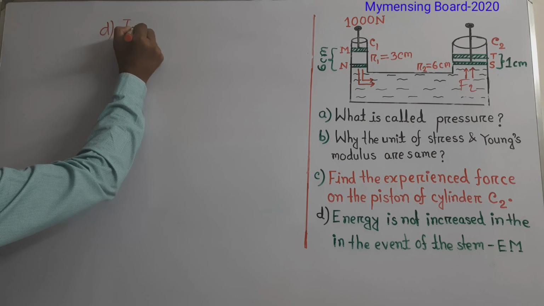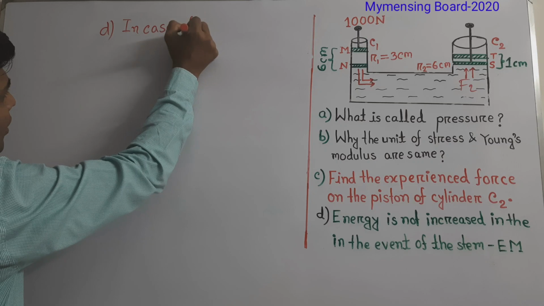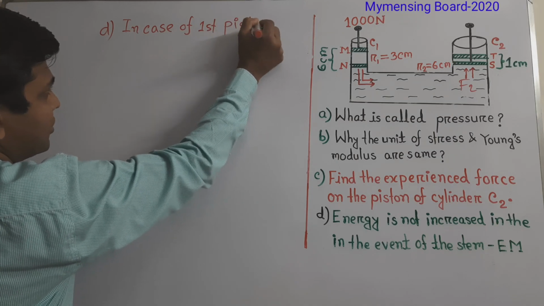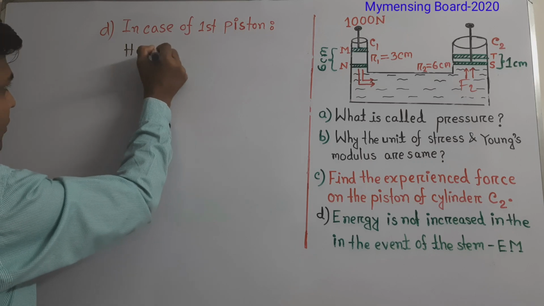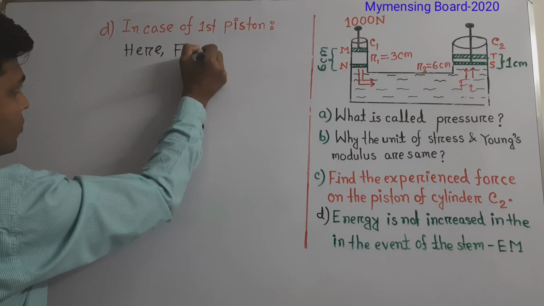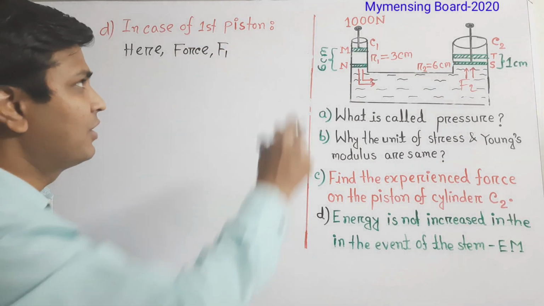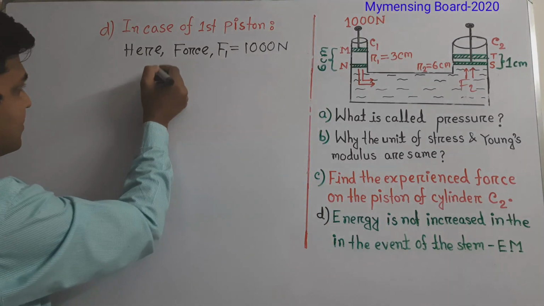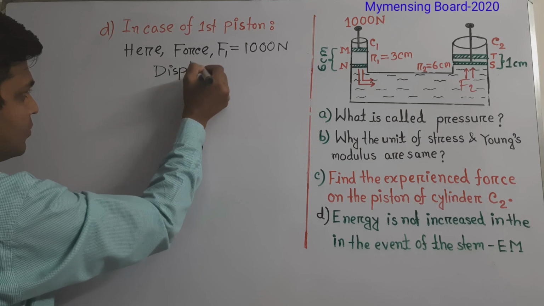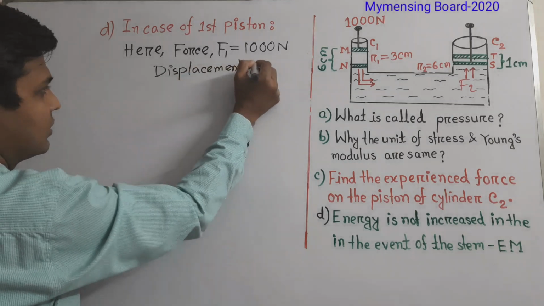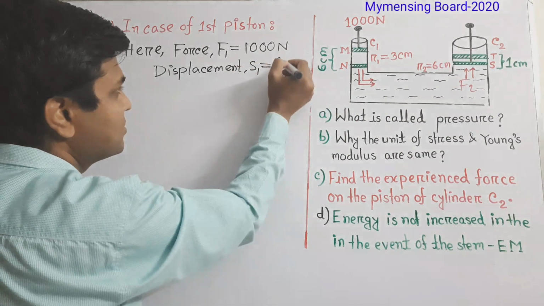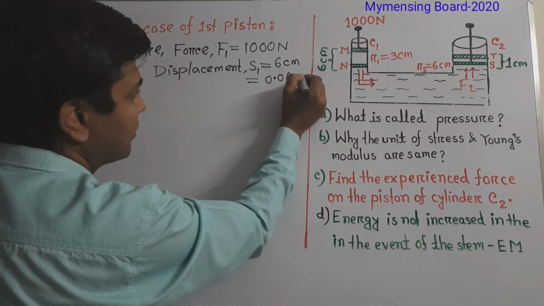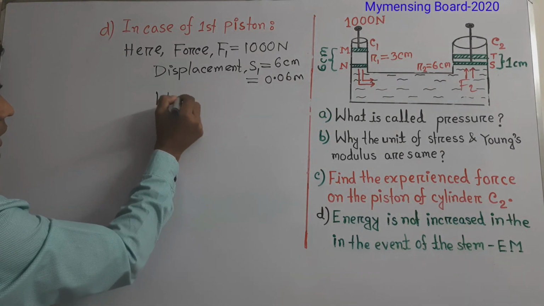Now in case of the first piston, here force F1 is given 1000 Newton, and the displacement of the first piston is S1, and the displacement here is 6 centimeter, and 6 centimeter equals 0.06 meter, and we have to calculate the work done.